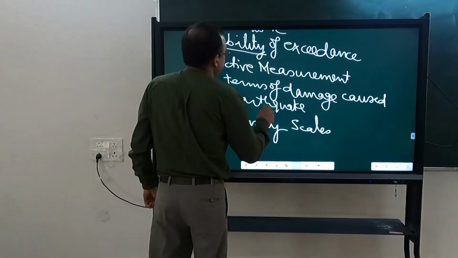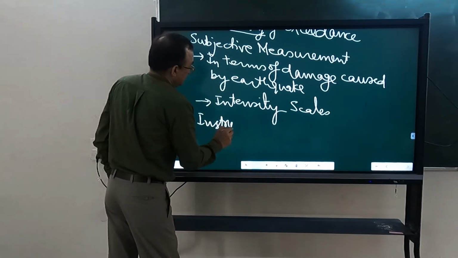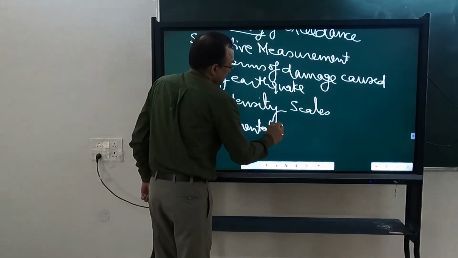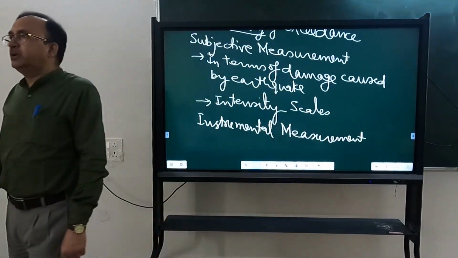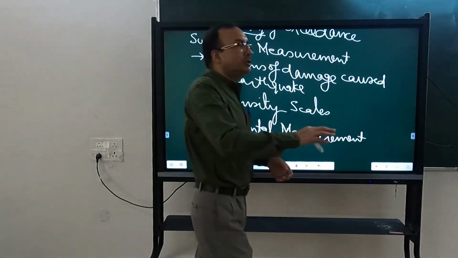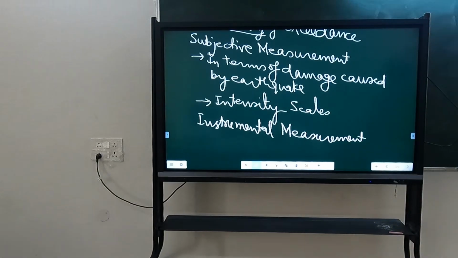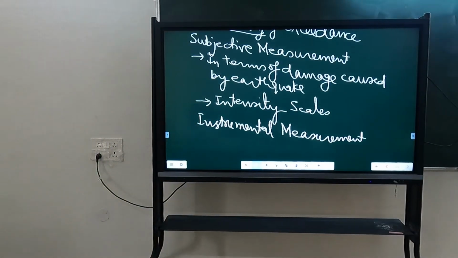Now we have instrumental measurement. The problem is that you cannot keep instruments everywhere. And even if you have kept an instrument, an earthquake may or may not come during the time for which you have kept the instrument. So instrumental measurement is not possible everywhere. Even when an earthquake occurs, there will be only a few locations where instruments are there which will be able to record the earthquake. What about other locations?